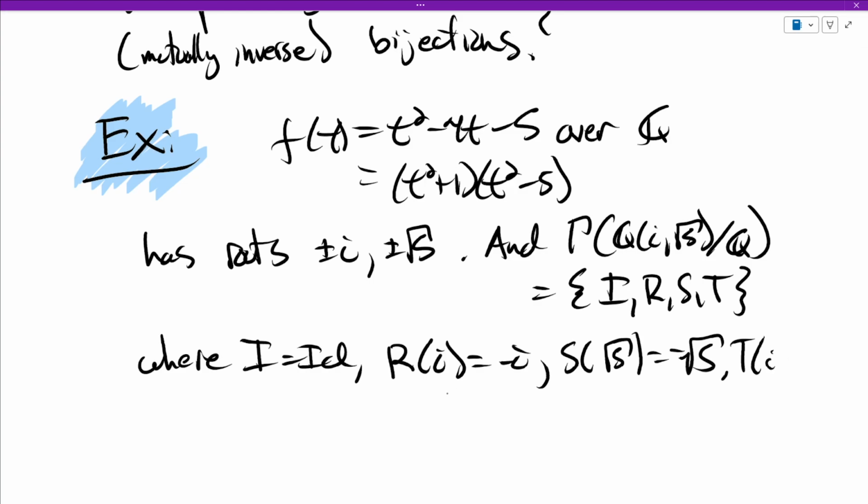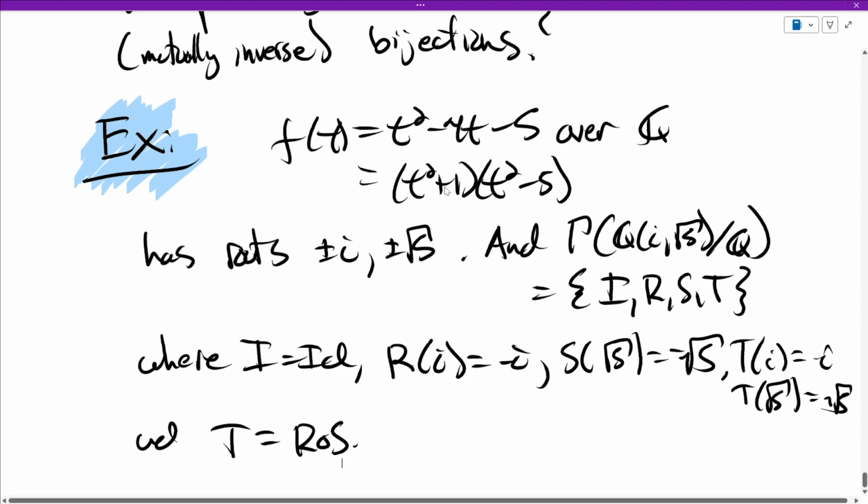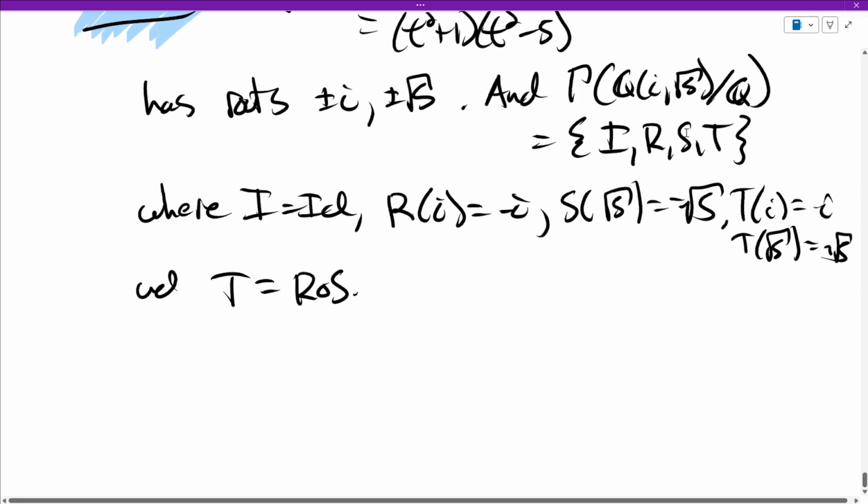Sorry, it negates both of them. So T of i equals negative i, and T of root 5 is negative root 5. And in fact, T was just R composed S. That's all it was. And so that was our Galois group.